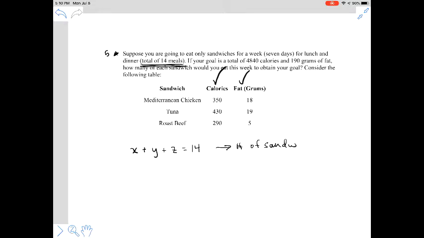350x. So the next one is 430 calories. So this one would be calories: 350x plus 430y.